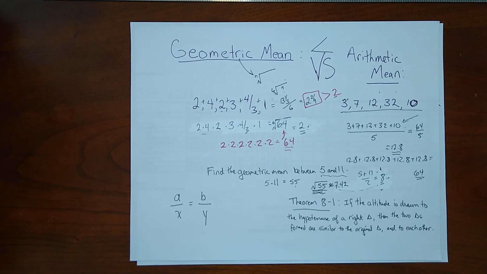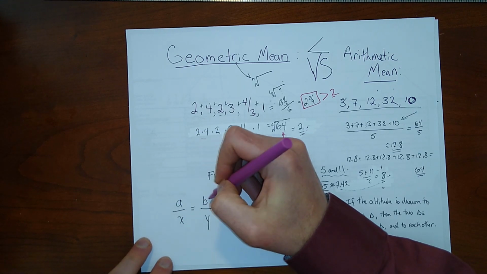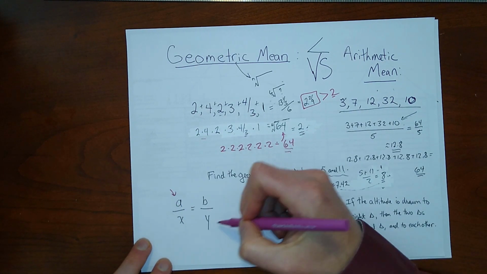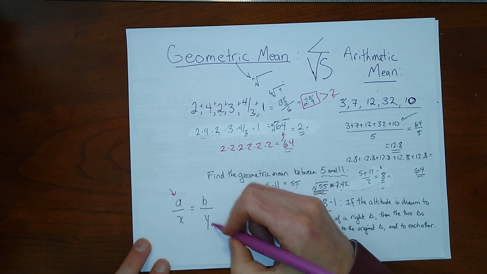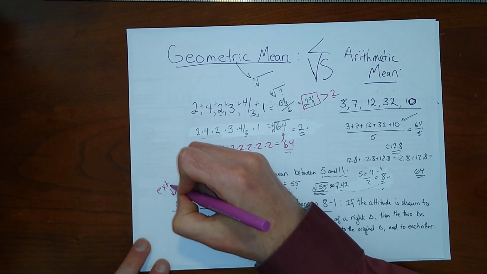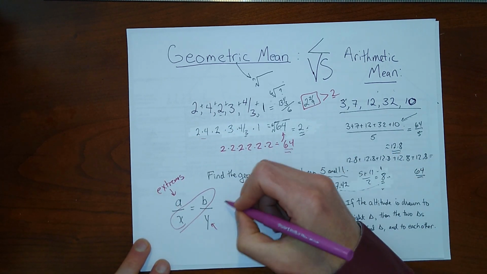Well, if you remember in proportions, when we set up a proportion, we have names for these terms in the proportion. And the terms at the numerator of the first fraction and the denominator of the second are called the extremes. And the middle terms are called the means.